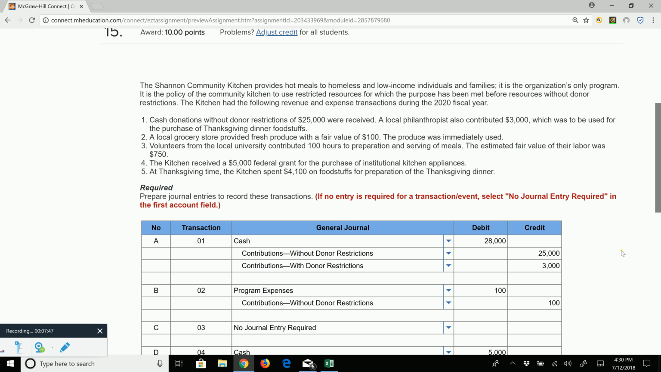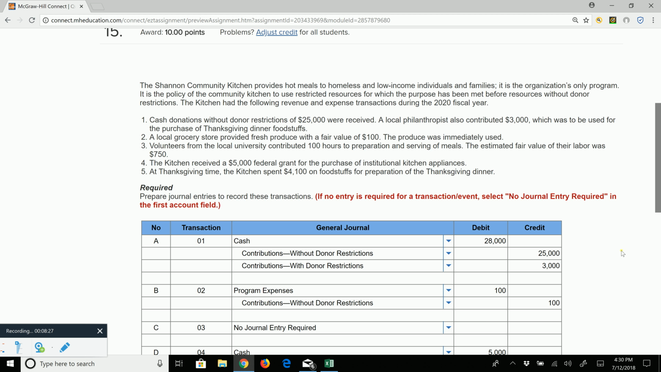So if you take a look at the journal entry, debit cash for $28,000, the majority of it, $25,000, came without any restrictions whatsoever. So that is going to be considered a contribution without donor restriction. But the other $3,000 came with some restrictions. The donor says you must use this money to buy these dinner foodstuffs. It's not a permanent restriction. It's not that we can never spend the money, but it comes with this temporary restriction that must be met. So they're both contributions. One's without and one's with donor restrictions.